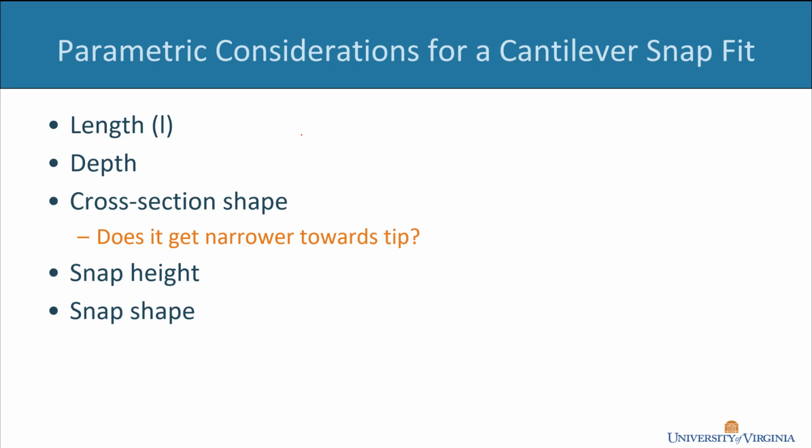All the cross sections I've had have been rectangular, so you could consider other things than that. Certainly the snap height, so how tall is the bump, so ultimately how much deflection has to occur in order for the snap to be snapped in, and then the shape of the snap. We saw how that could affect the use case, whether you want to ever be able to take this snap off again. This shape of the snap might want to be different. Now, this isn't an exhaustive list of parameters you might want to consider when you're designing a cantilever snap fit, but it's some of the ones to get you started.